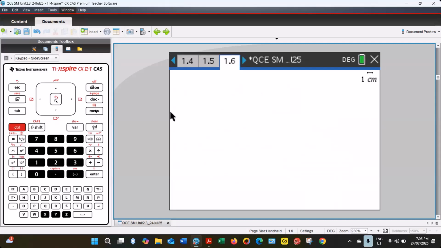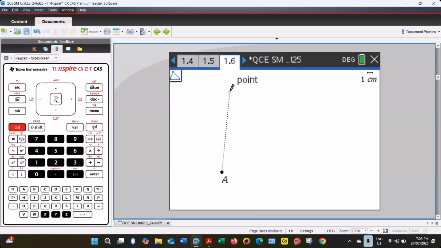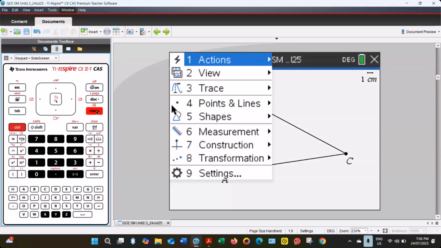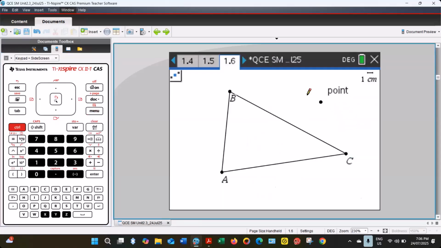Okay, so back to what I was doing: menu, shapes, triangle, and because I've got automatically label points selected, the labels A, B, C are automatically included. Now, I'm going to do the midsegment, so I need to find the midpoints of two sides. The midpoints are found under construction, so construction, midpoint. When you select a geometry tool, you'll notice that a little icon appears in the top left-hand corner, and if you move the cursor to that icon, it tells you how to use the tool. So all you do is click on the segment. So I'll click on each segment.